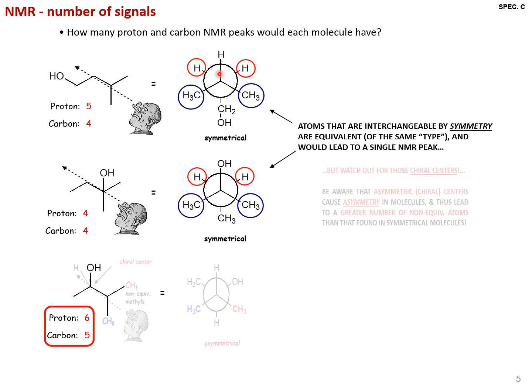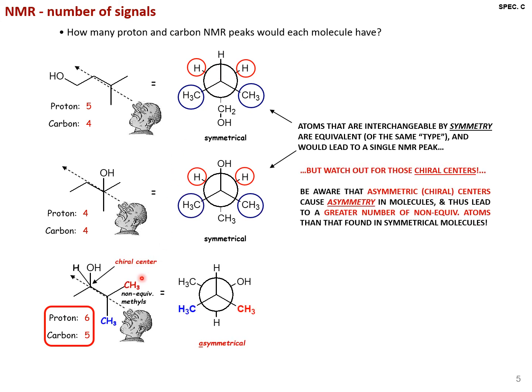But the third example has something else. It has an asymmetric center, right? And asymmetric centers cause asymmetry in a molecule. And once you have an asymmetric center, you should expect to have more peaks present than you might have predicted. For example, if we look down this axis now in this molecule with an asymmetric center, you can see that the 2 methyl groups are not equivalent anymore. There's no mirror symmetry in which they reflect each other.